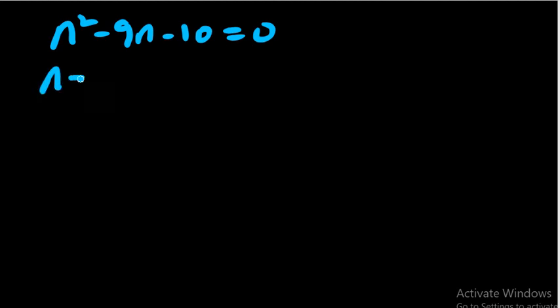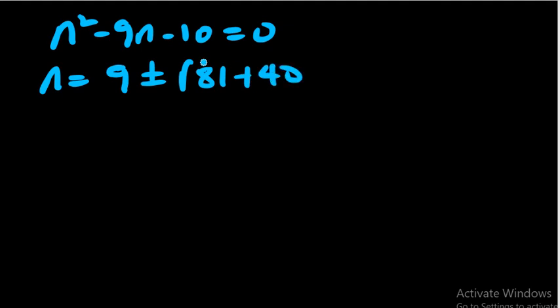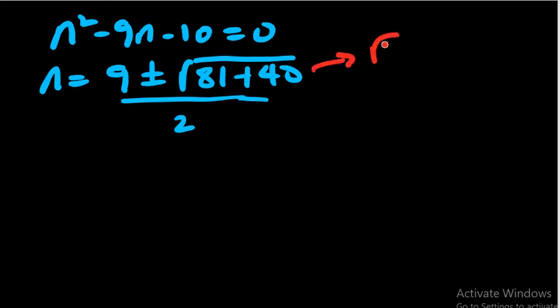So n is equal to negative b, which means negative 9, which will be positive 9, plus or minus the square root of b square, which means negative 9 square, which is 81, minus 4 times negative 10, which will be plus 40. Then the whole over 2a, which is 2. But this time when you observe the radical part, it is the same as the square root of 121 when you add it. The square root of 121, you know, is 11.